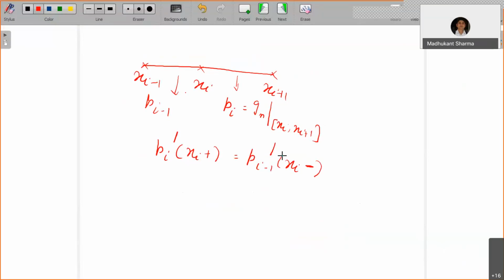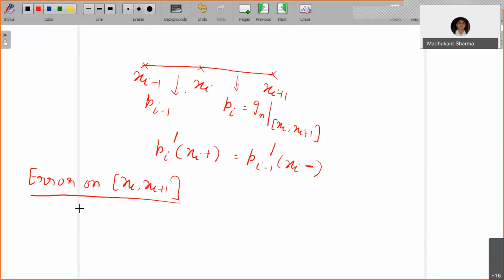Because we wish to preserve the differentiability, the left hand derivative must be equal to the right hand derivative. So you can talk about p_i dash at x_i plus and p_(i-1) dash at x_i minus, and if they are equal, then differentiability is true. Now what we can talk about is the error term. The error term in the quadratic interpolating polynomial over the interval x_i to x_(i+1) is what we want to get.